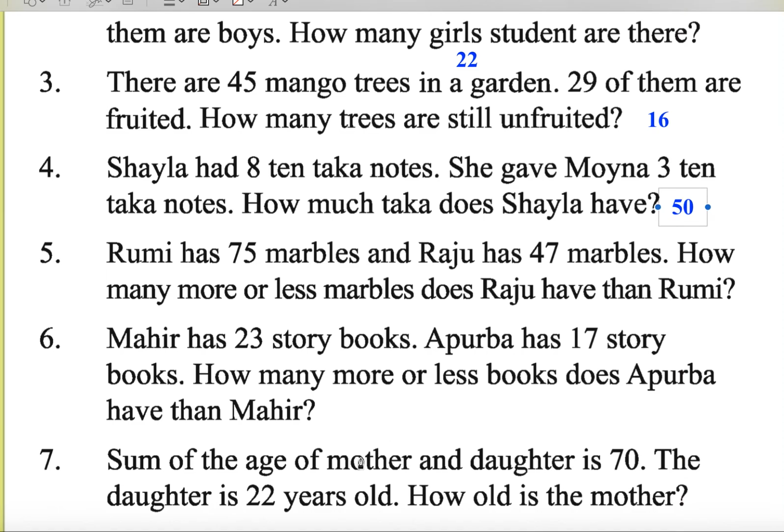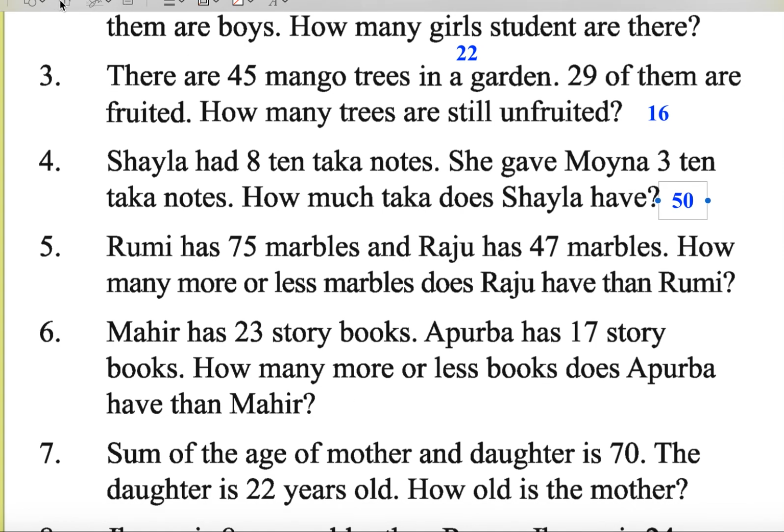Rumi has 75 marbles and Raju has 47 marbles. How many more or fewer marbles does Raju have than Rumi? Fewer. How many marbles fewer? You need to subtract, right? We will subtract 47 from 75. In the ones place, 15 minus 7 is 8. 6 minus 4 is 2. So 28. You need to specify whether it is less or more: less.